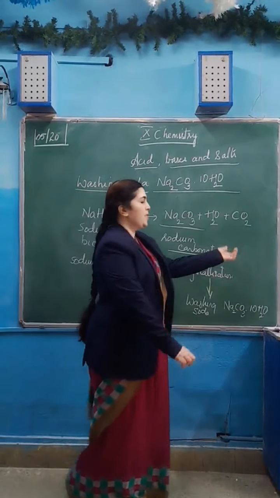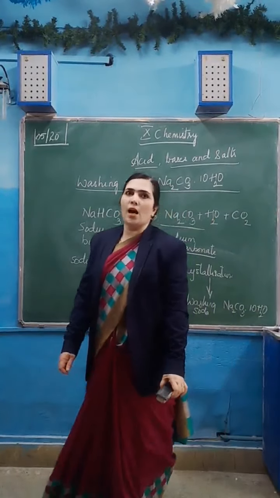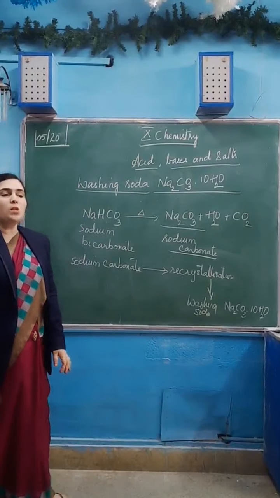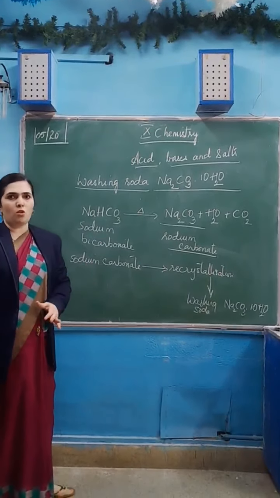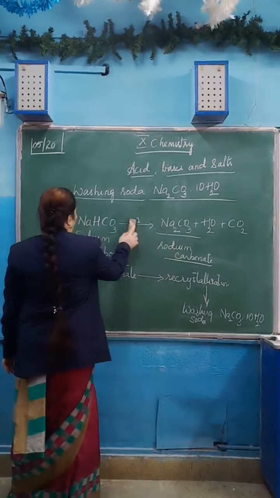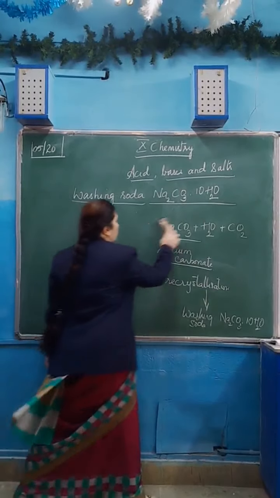What is hard water? For example, we say sea water is hard water. Why do we say it is hard water? Because it contains many salts. To make it soft, to remove all the salts, we use sodium carbonate or washing soda. We use sodium carbonate 10H2O, that is washing soda.